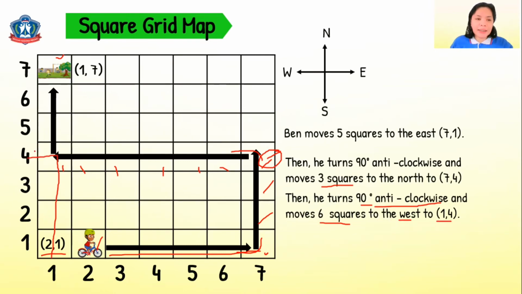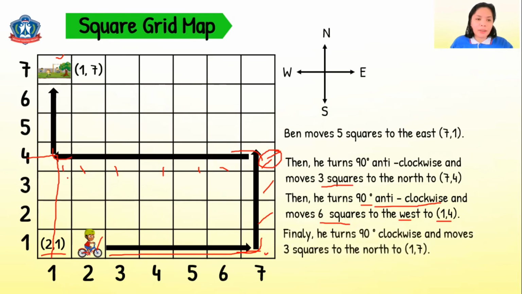Finally, what is the last? He turns again 90 degrees, and that is clockwise, because going to the right is clockwise, 90 degrees clockwise, and moves 3 squares to the north, and that is 1-7. So this is the route of Ben as he rides his bike going to the park.